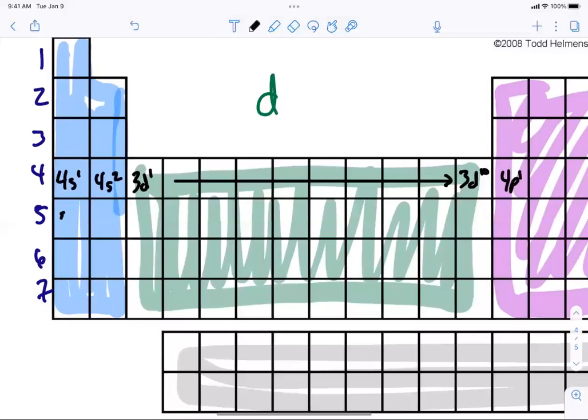So if this is 5s2, then this is 4d1. This is 6s2, then this is 5d1. Even though you're not going to go that far in electron configuration, that's true.